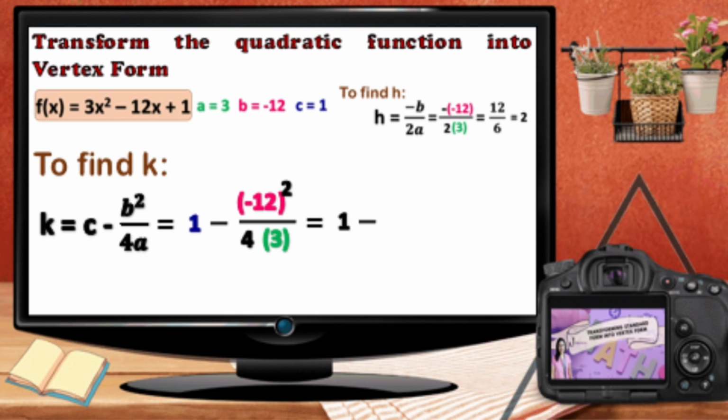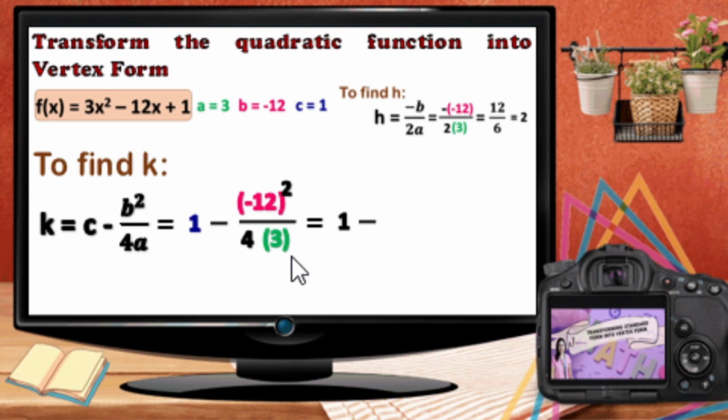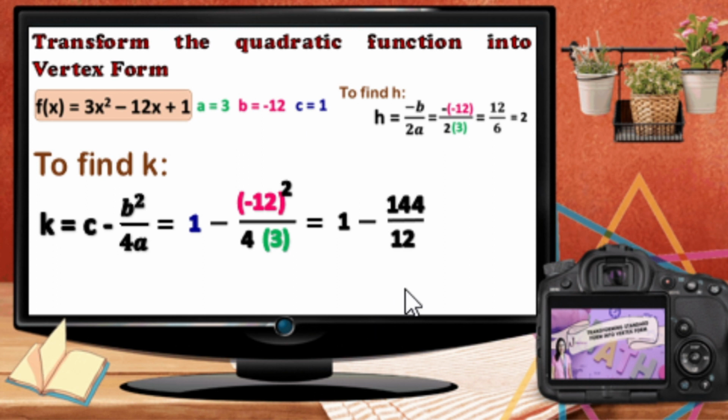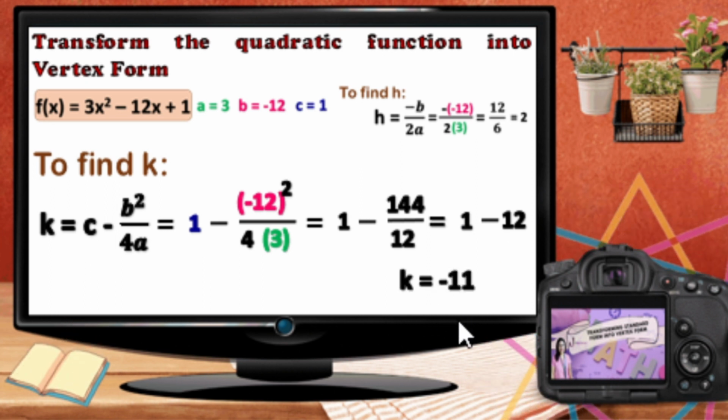Then, we will have 1. Kinopya natin yung 1 na mula dito sa value ng c. And then, minus dito. Then, negative 12 squared is 144. So, 144 or negative 12 times negative 12. And then, sa 4 times 3, we have 12. Then, simplify further. 1 minus 144 divided by 12 is 12. So, therefore, 1 minus 12 is negative 11. So, the value of k is negative 11.